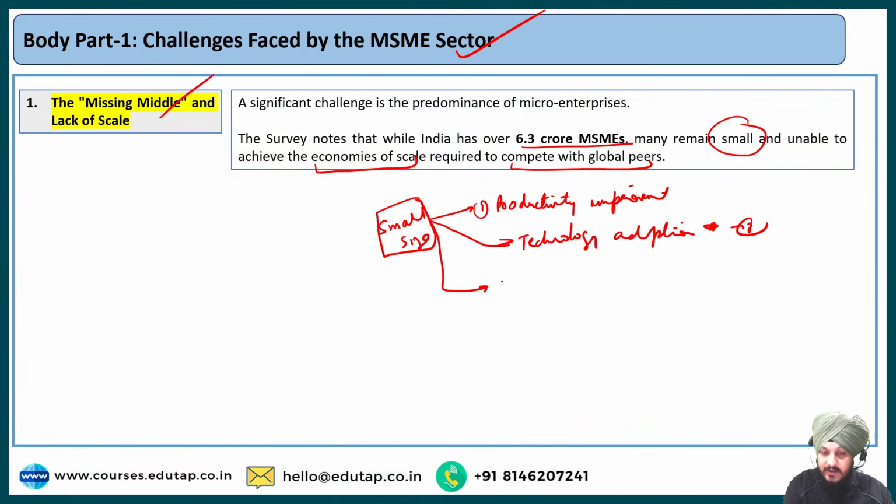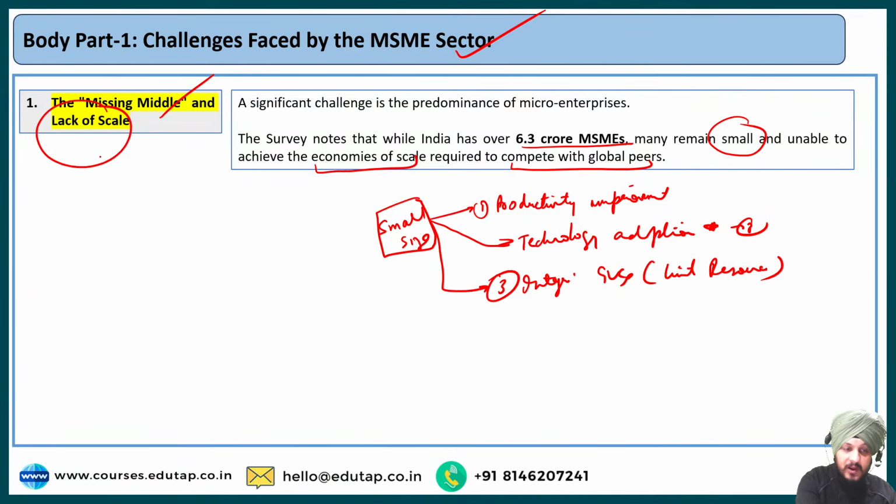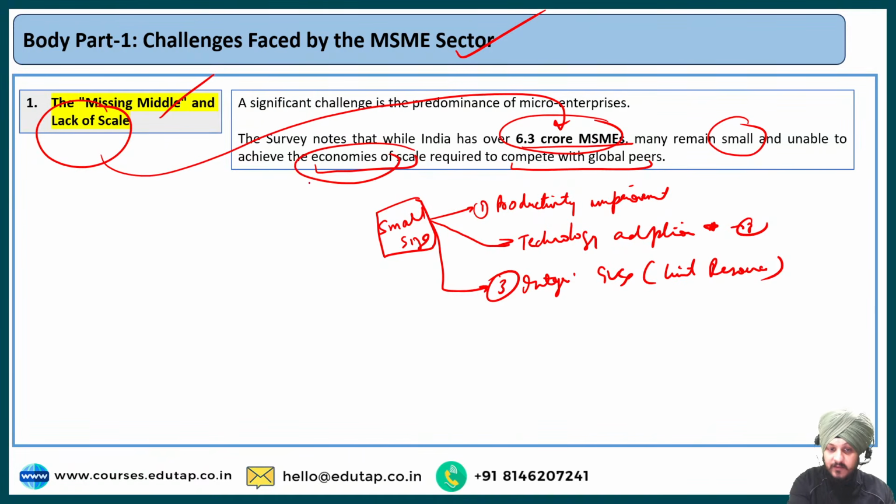And apart from that, it will also create different types of constraints when it comes to integration as a part of global value chains, right? Because of the limited resources. And that is why this economic survey says that this lack of scaling is a big problem when we talk about MSMEs, even if the number is very high. 6.4 crore MSMEs are there, but many remain small and they are not able to achieve these economies of scale, which create these types of challenges that I have told you, right? So I hope this first point is clear.